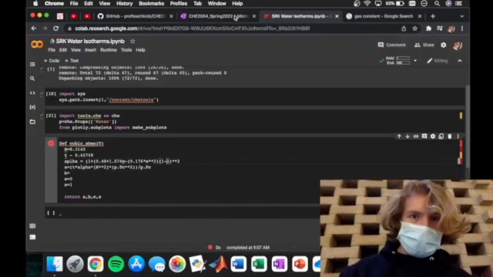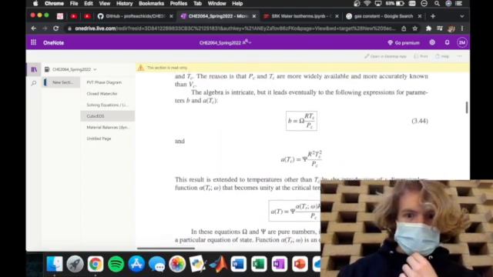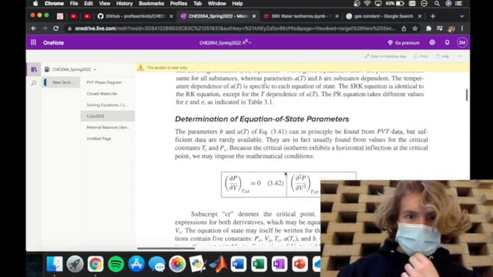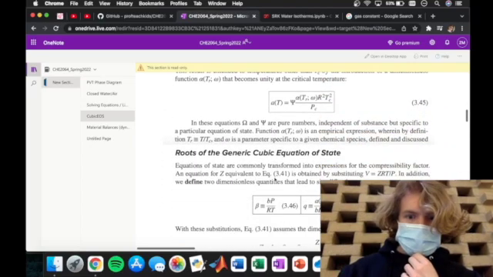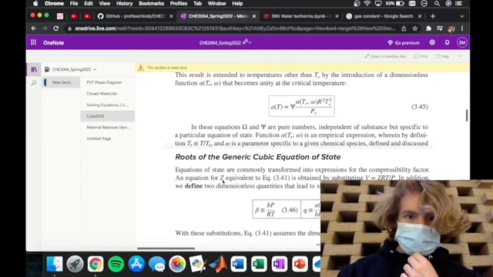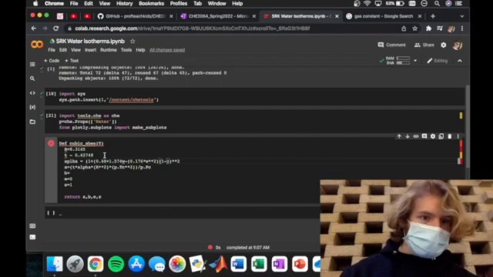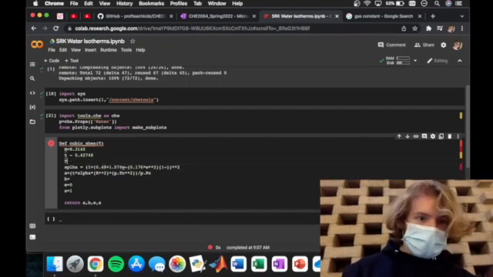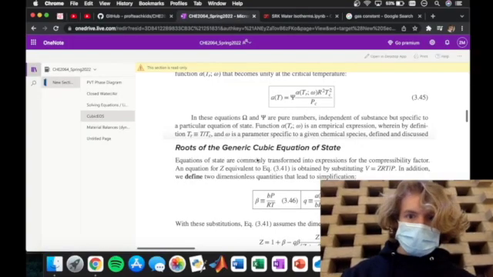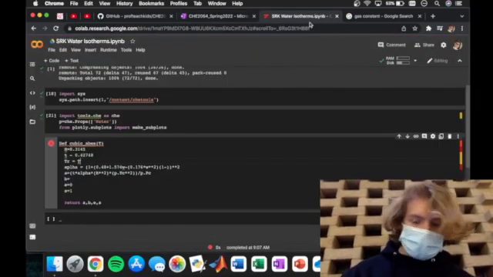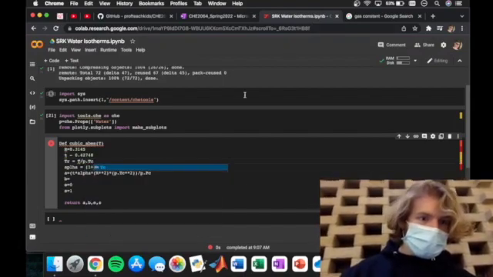1 minus, let's see what this TR is equal to. Not sure what that TR is. Hopefully we can find that somewhere in here. Let me see here. TR. Definitely should be given that. Oh, here we go. TR is equal to T over TC. So we'll go ahead and write TR is equal to T over the critical temperature, I believe, over the P dot TC. There we go.